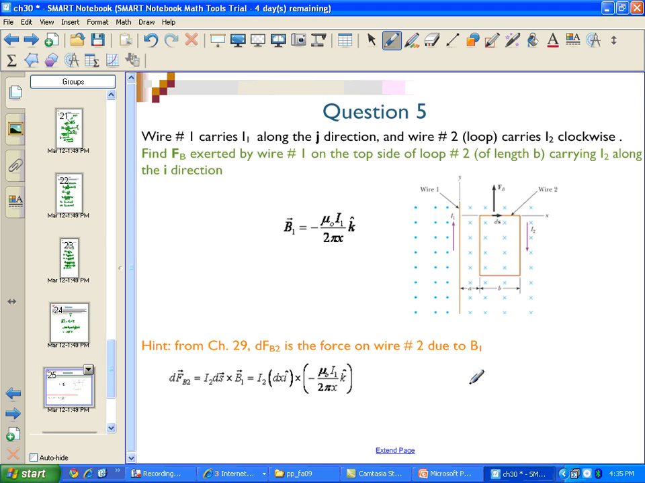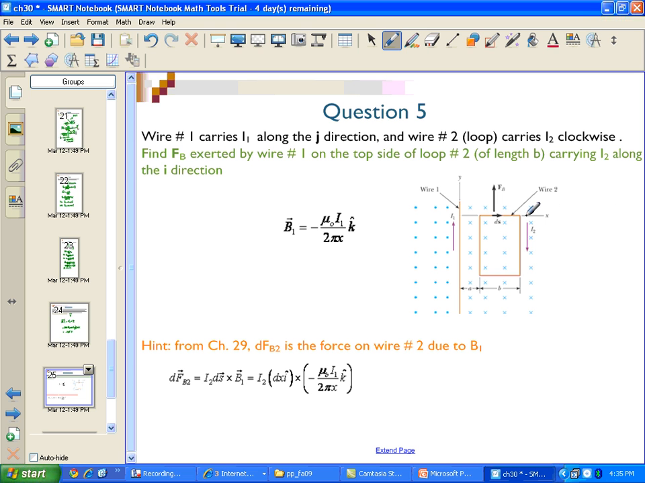Here we start with question 5, and we're told that we have a wire, which we're calling wire 1, and if you notice here, our wire 1 is a straight and long wire. It carries a current I1 in the positive j-hat direction.